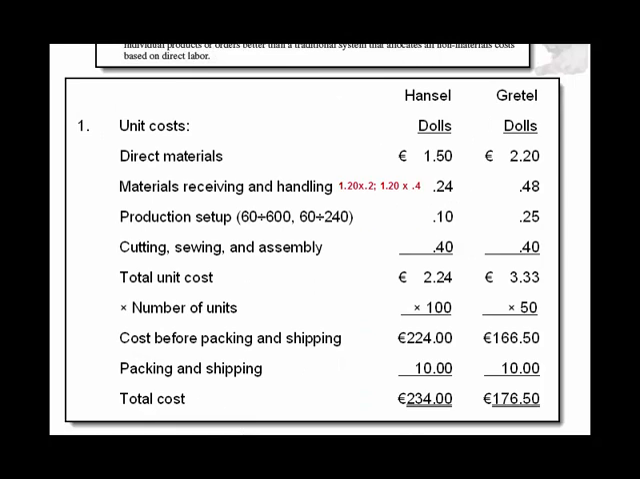Then you can work your way through the rest of this. It should be straightforward. 40 cents the cost per doll times the number of units. We come up with a cost before packaging and shipping, and then there's a 10 euro packaging and shipping cost. And once we do the math, we're able to come up with the unit cost for the Hansel doll and the Gretel doll.